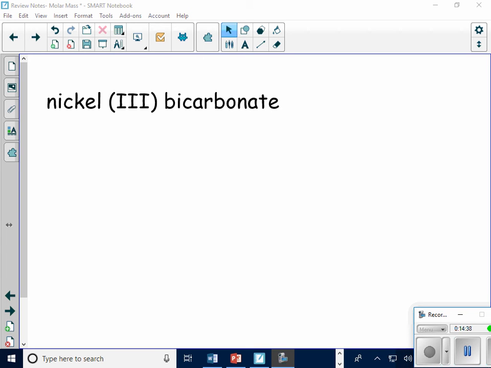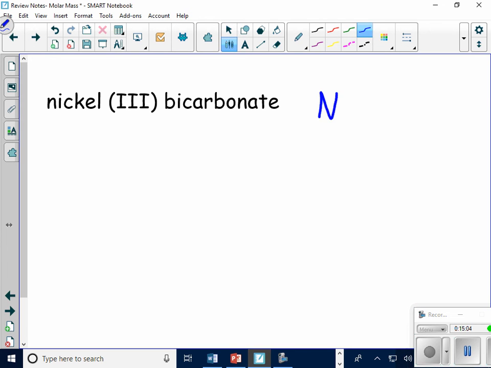All right, let's roll here with nickel 3 bicarbonate. Once again, I know my nickel is a 3 plus. Bicarbonate is a 1 minus. So when I write nickel bicarbonate, I have Ni, and my bicarbonate, which is also hydrogen carbonate, is going to be HCO3, and I'm going to need 3 of them, correct? I'm going to need 3 of them, right?